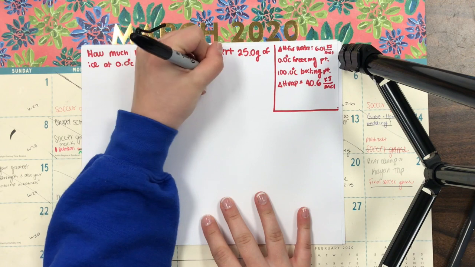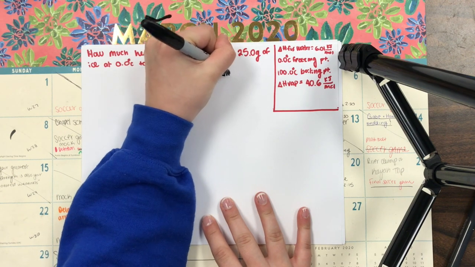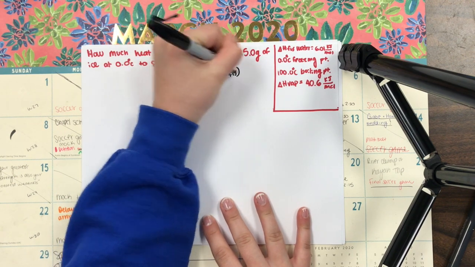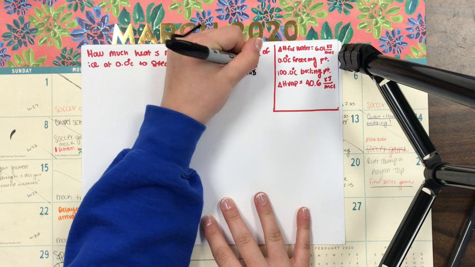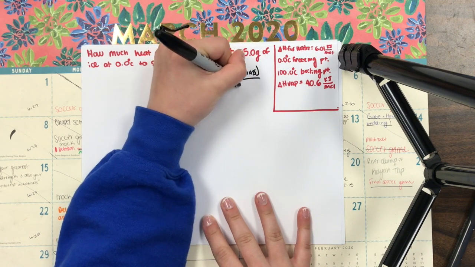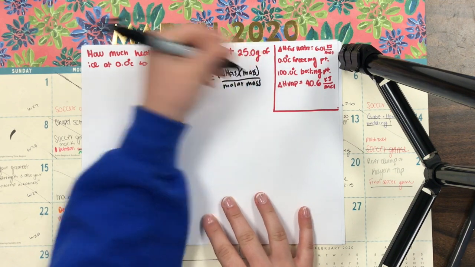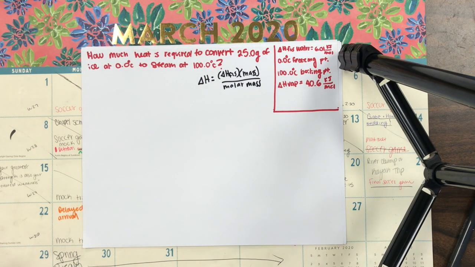Delta H equals the delta heat of fusion times the mass over the molar mass. This is how we calculate how many kilojoules are going to be required to melt ice into water. So that is the first step of this problem.